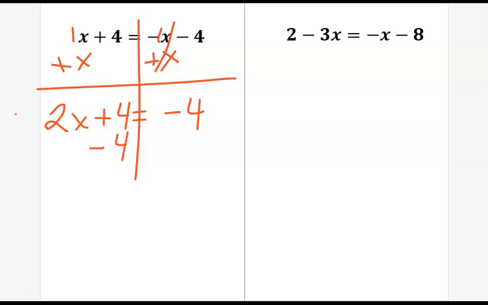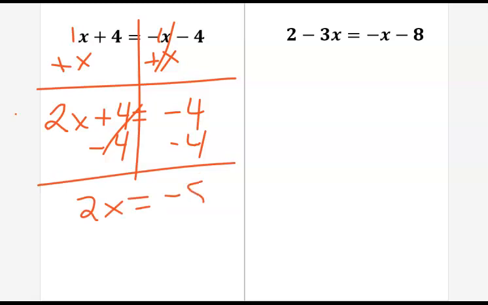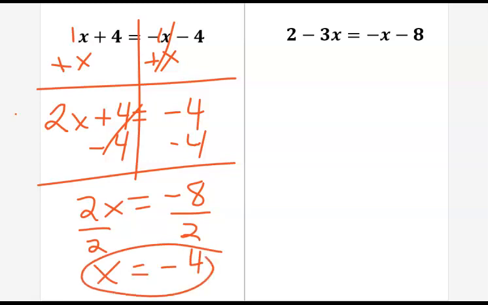If I subtract 4 from both sides, I'm now going to get 2x equals negative 8. Then if we divide by 2, we'll get negative 4. And that is the answer to that first problem.